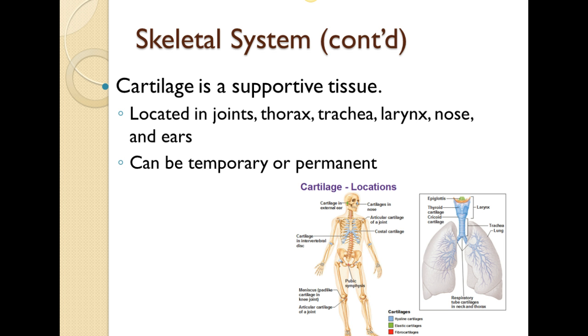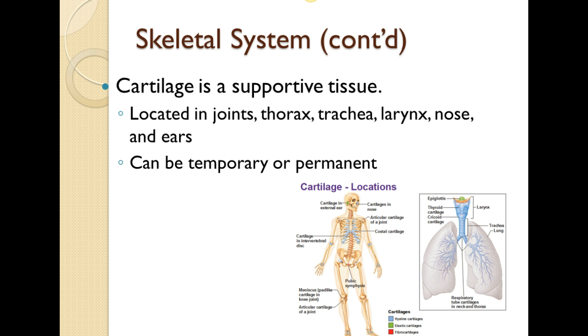Cartilage is a supportive tissue, and it can be temporary or permanent. The fetus has a large amount of temporary cartilage, which is replaced by bone developed during infancy. Permanent cartilage is unossified, except in advanced age and diseases such as osteoarthritis.